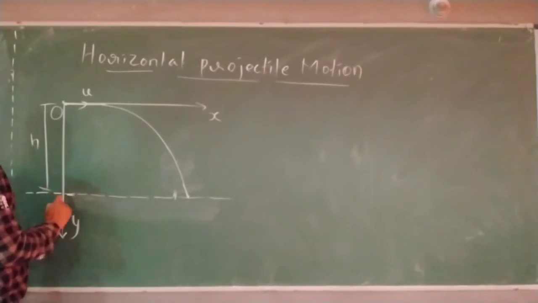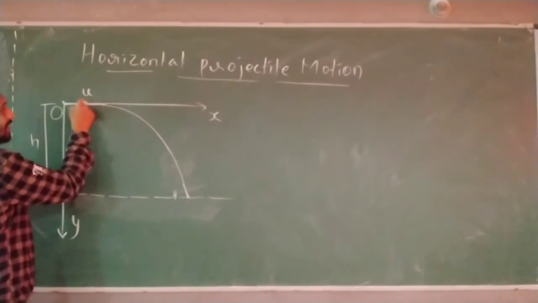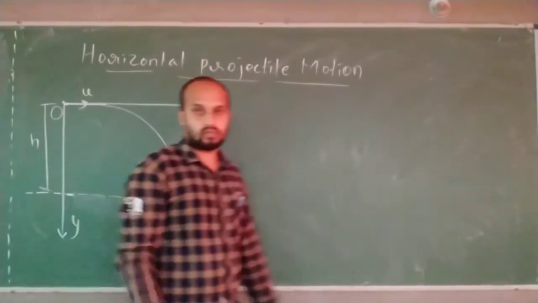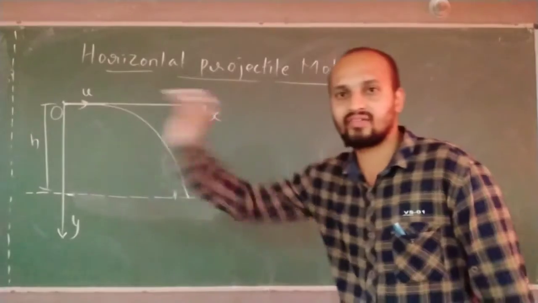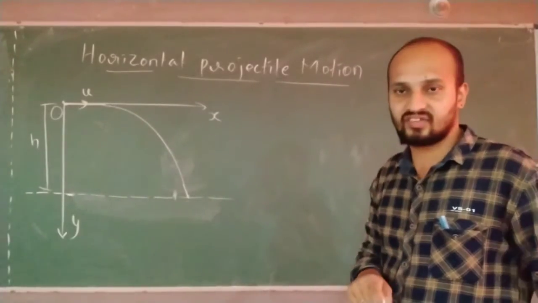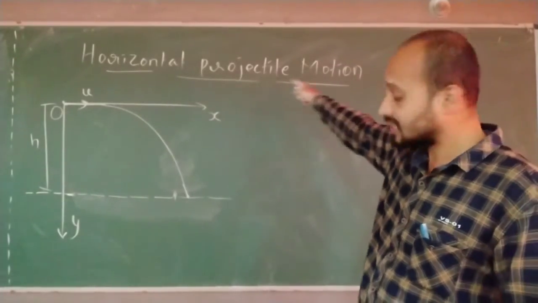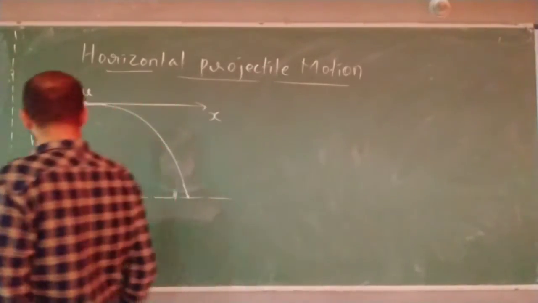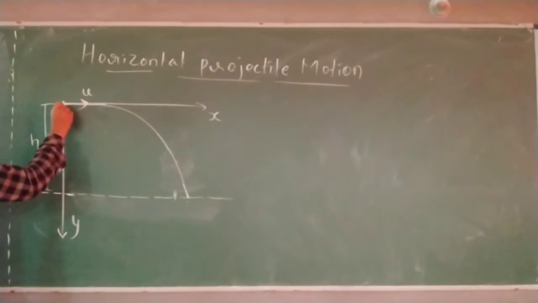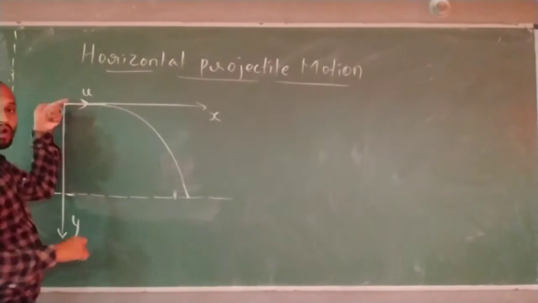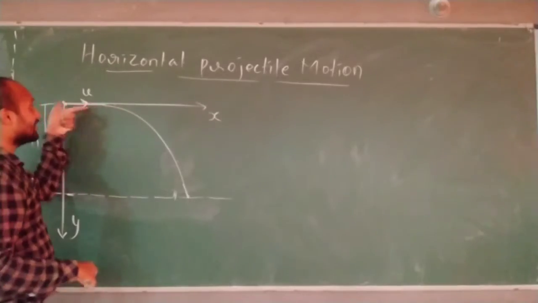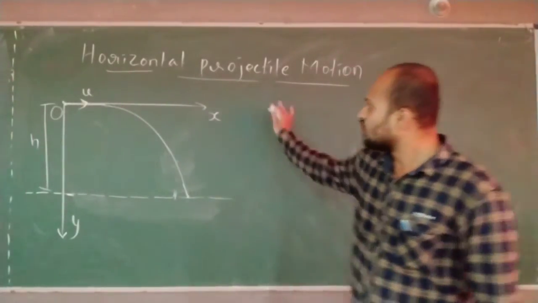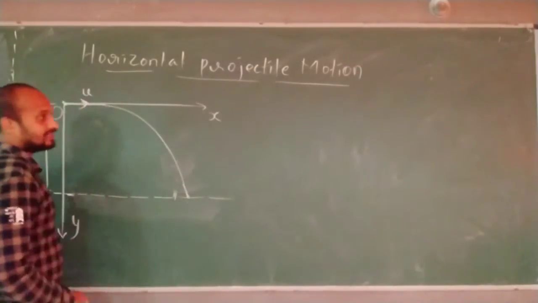What is horizontal projectile motion? If you are projecting a body such that the angle of projection is 0, that type of projectile motion is called horizontal projectile motion. Here, see, the initial velocity of the particle is along the x-axis. So what are the conditions here?